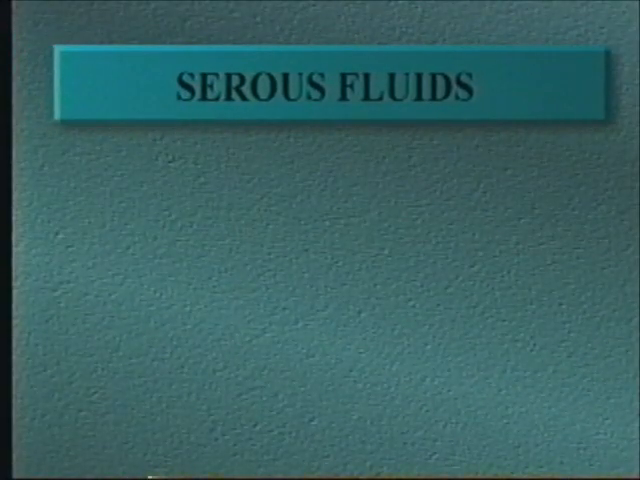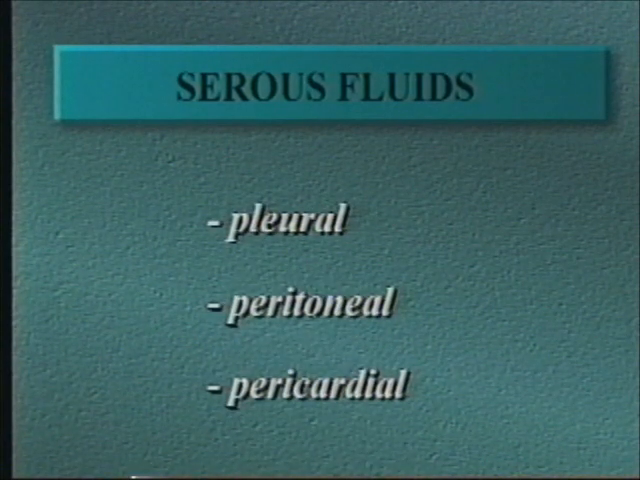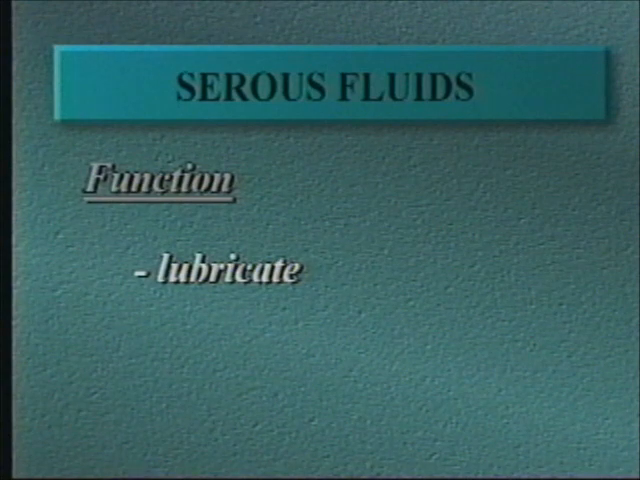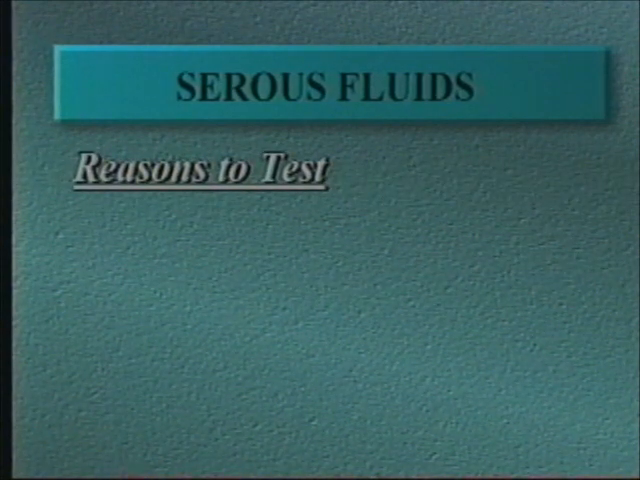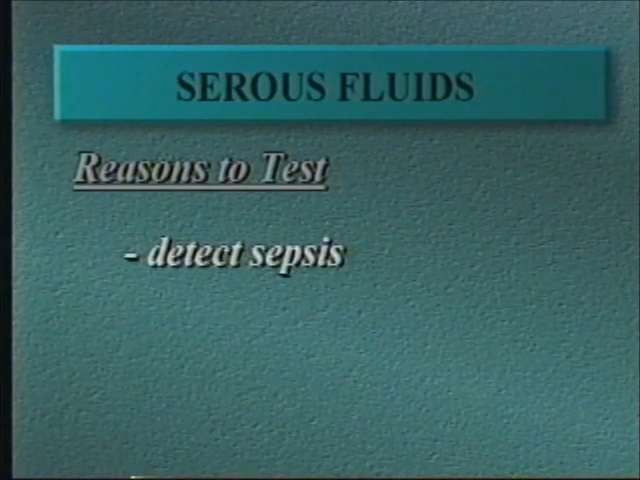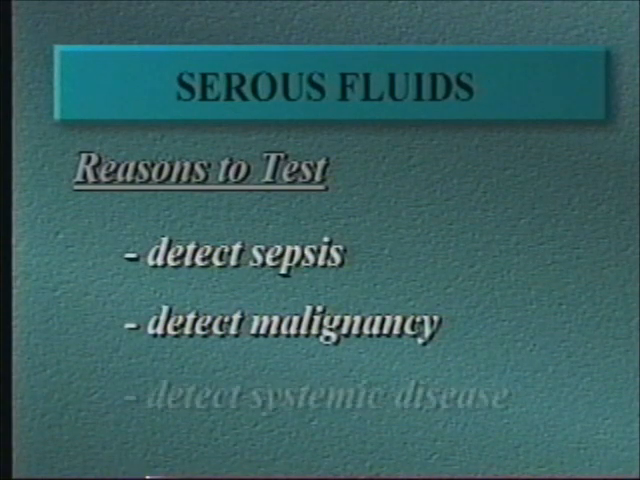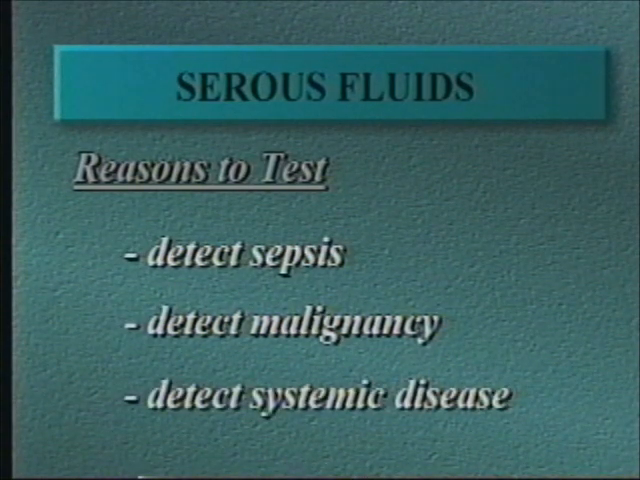The next fluid we want to spend a few minutes on is serous fluid. Serous fluid is from the pleural, peritoneal, or pericardial cavities. Its function is to lubricate. The reasons for testing these fluids are to detect sepsis, to detect a malignancy, or to detect systemic disease. Serous fluids have traditionally been separated into transudates and exudates for diagnostic purposes.